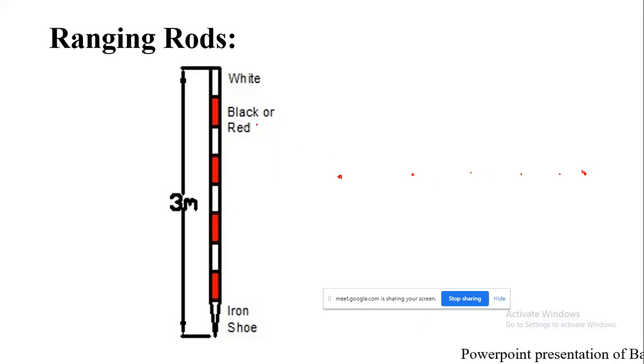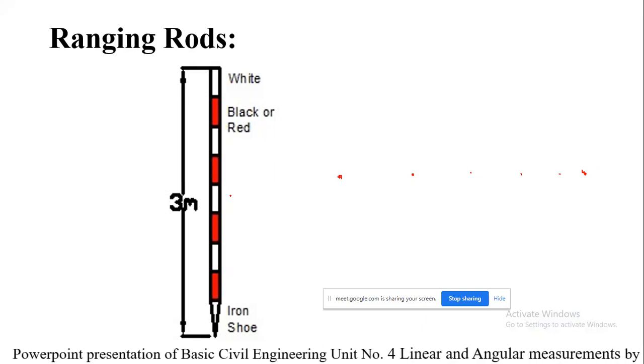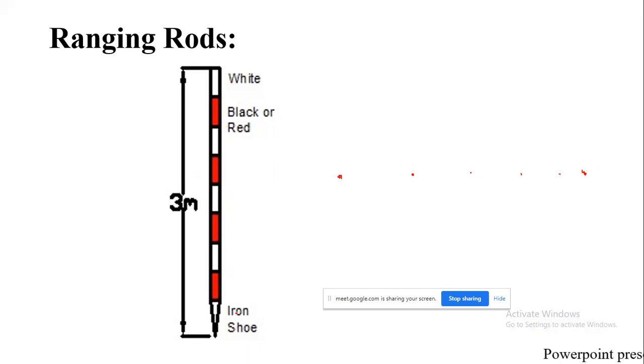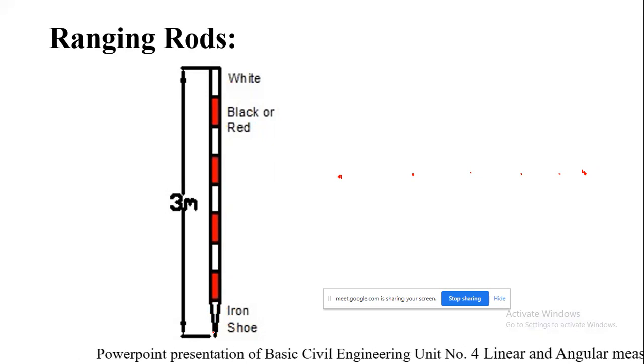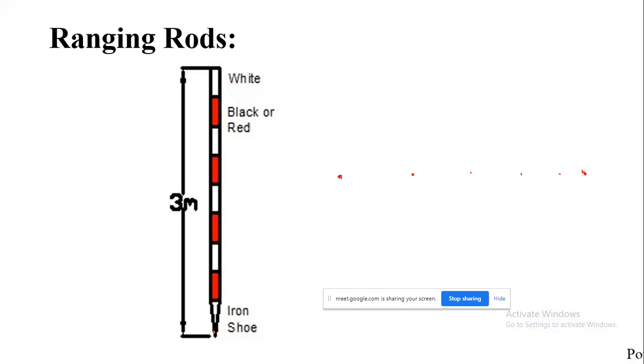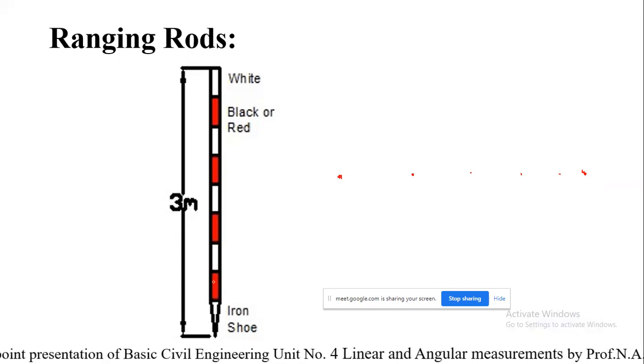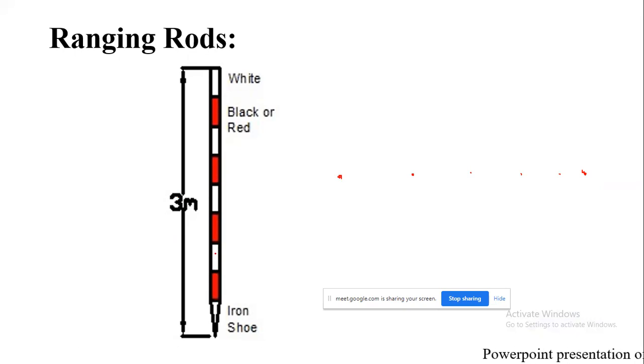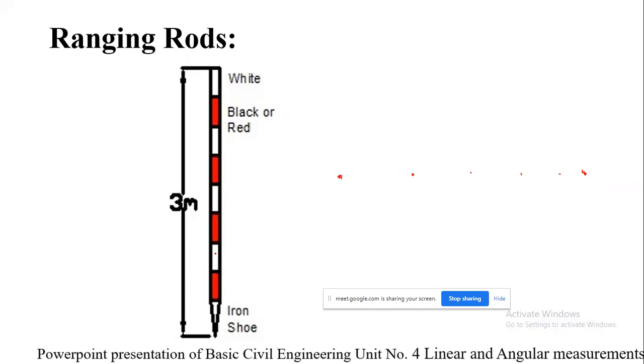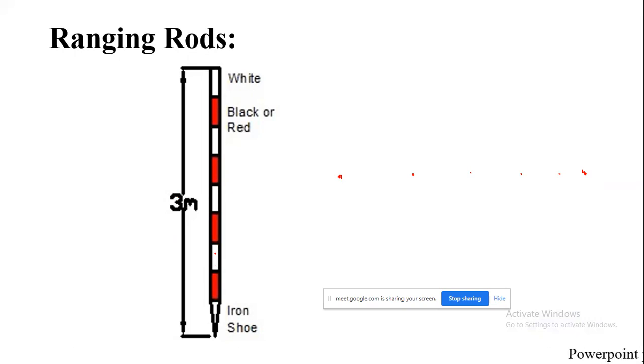The length of the ranging rod varies: either 2 meters, or 3 meters, and sometimes 4 meters is also available. At the bottom it is provided with an iron shoe, which is pressed into the ground so that it can stand firmly and you can bisect it. The rod is divided into strips. Alternate black and white, or red and white, or orange and white strips are painted so that it can be visible from a long distance. The length of each strip is 20 centimeters.